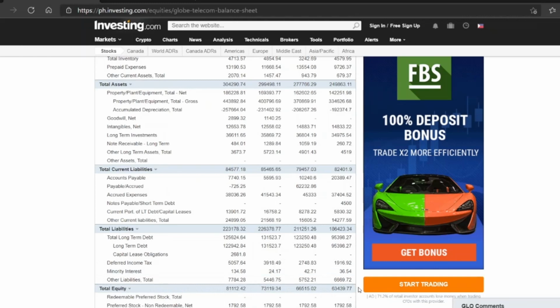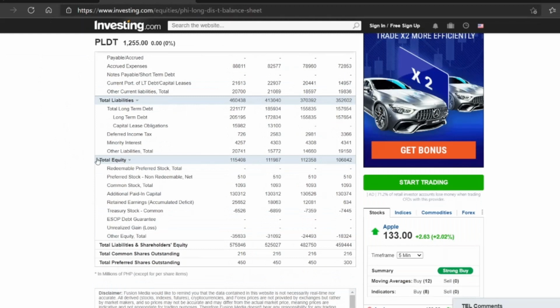Now we can see Globe's equity is increasing year after year. So let's look at PLDT's equity. It is also growing at a steady pace. So both companies get a check in our list.